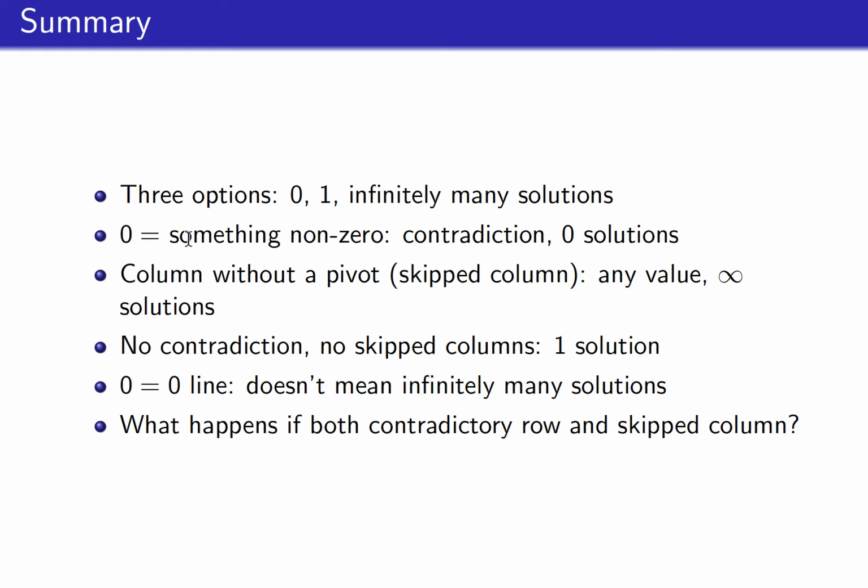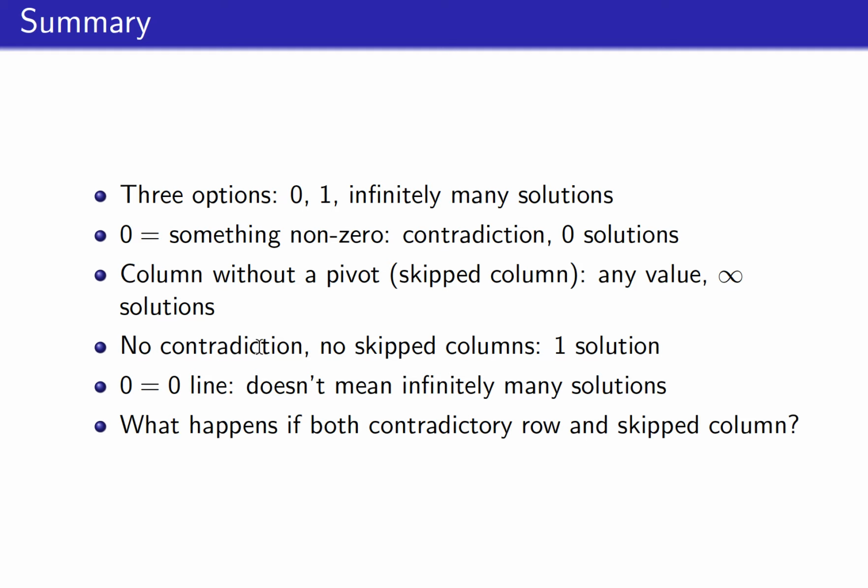0 solutions come about when you have a row of zeros and then something not 0. So 0, 0, 0, 0, 0, and then something not 0 on the other side of the equals, that's a contradiction, and so there are going to be 0 solutions. Whenever you have a column without a pivot, in other words, whenever you have to skip one of those attempts to get a 1 and move to the right, that means that column can be any value. That means there are infinitely many solutions.